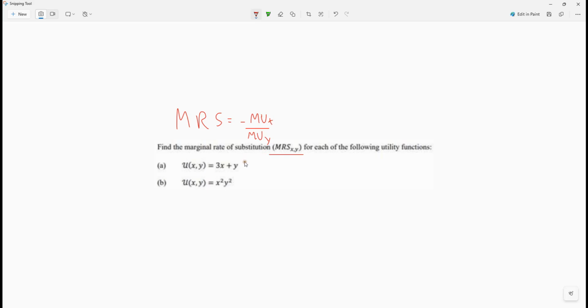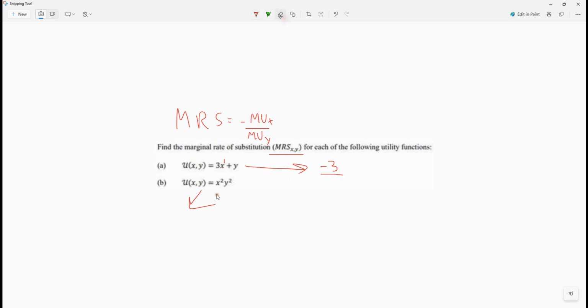So for each of these, we're just going to do a bit of calculus here. I'll do this one over here and this one over here. So marginal utility of good x is this part. This will become a constant. This would be like 3x to the first power. So then we multiply that by 1, and then we subtract 1 from that exponent there. So we end up with -3 is the marginal utility of the good x.